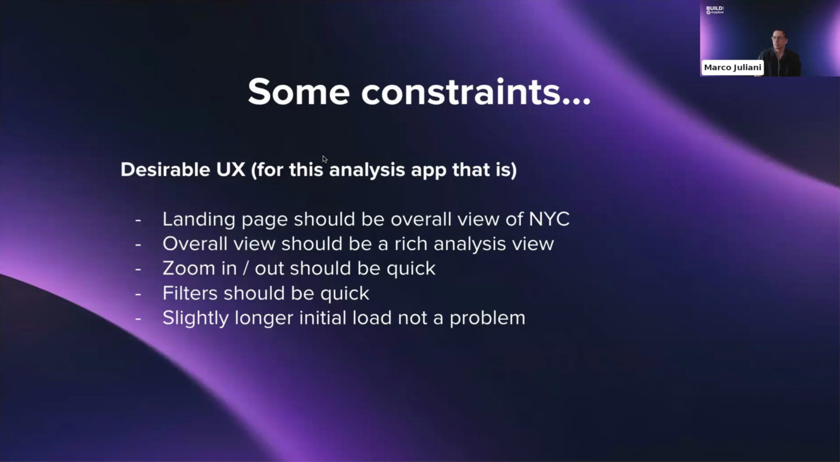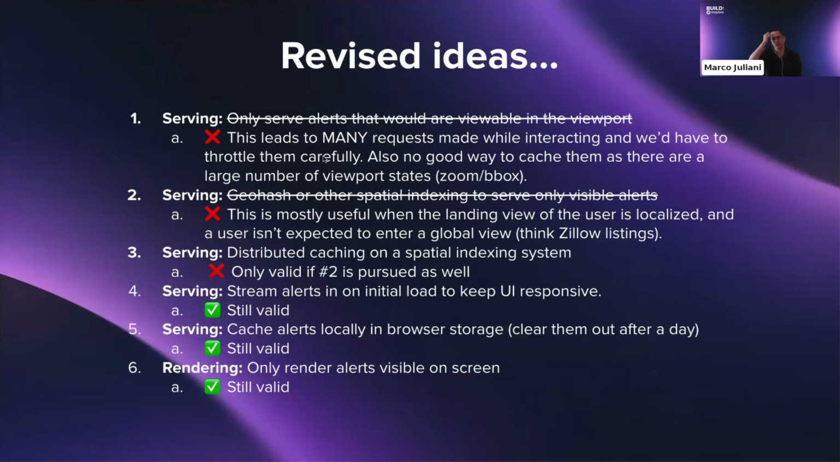However, there are some usage patterns that I kept in mind here. This is an analysis application. So the goal was to have rich views of things, not just truncated views that are filtered because there are too many alerts or something like that. One of the key constraints was that you would want an overall view. You'd want the filtering and the zooming to be quick, even if the initial load was a bit longer. So those are some of the constraints, right?